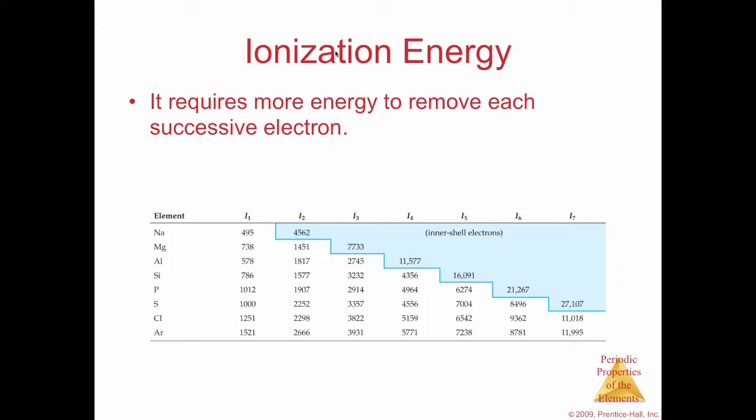For example, sodium has one valence electron, and to remove that valence electron would require 495 kilojoules per mole. If we try to remove a second electron from sodium, we would have to dip into the inner shell, and the jump goes all the way up to 4,562 kilojoules per mole. This electron would not easily be removed.